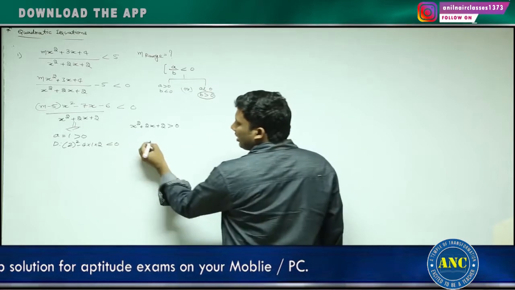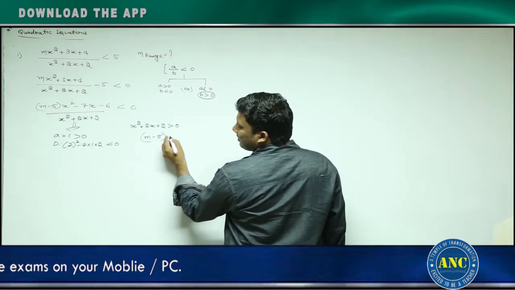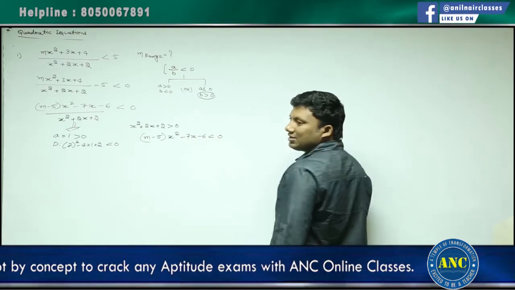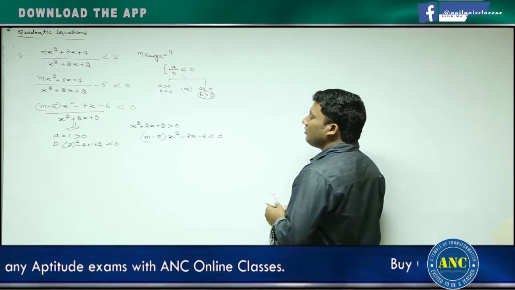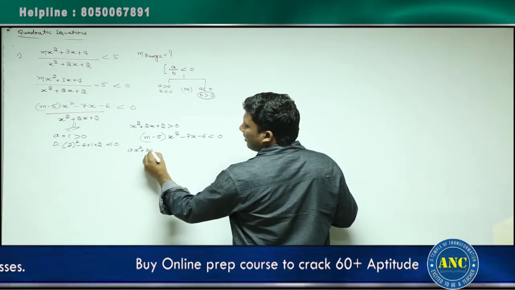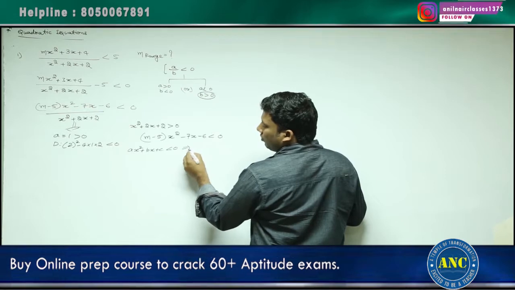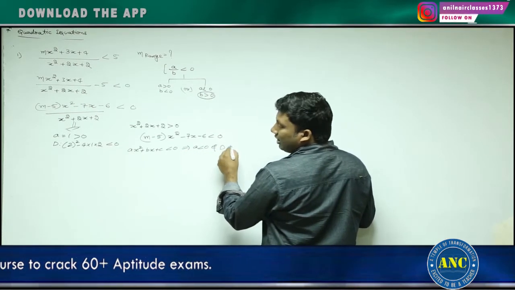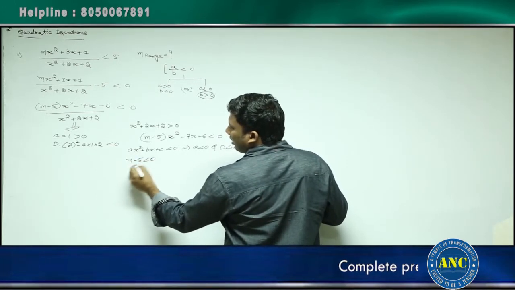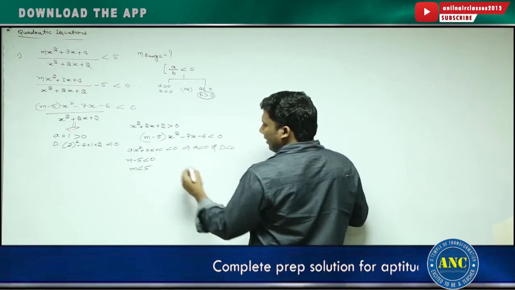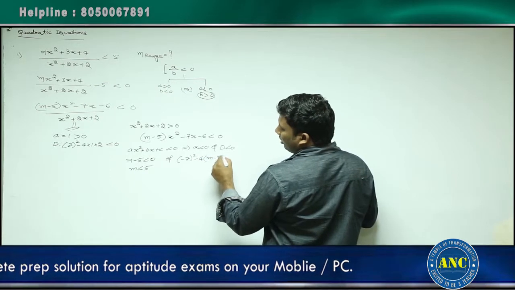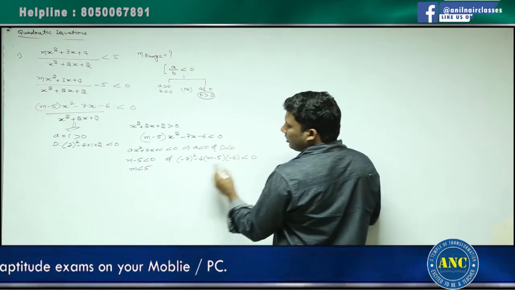If the denominator is greater than 0, what will be the numerator? Less than 0. m minus 5 into x square minus 7x minus 6 is less than 0. When will an expression ax square plus bx plus c be less than 0? Only if a is less than 0 and d is less than 0. So, m minus 5 is less than 0, m is less than 5, and d less than 0. D means b square minus 4ac less than 0.